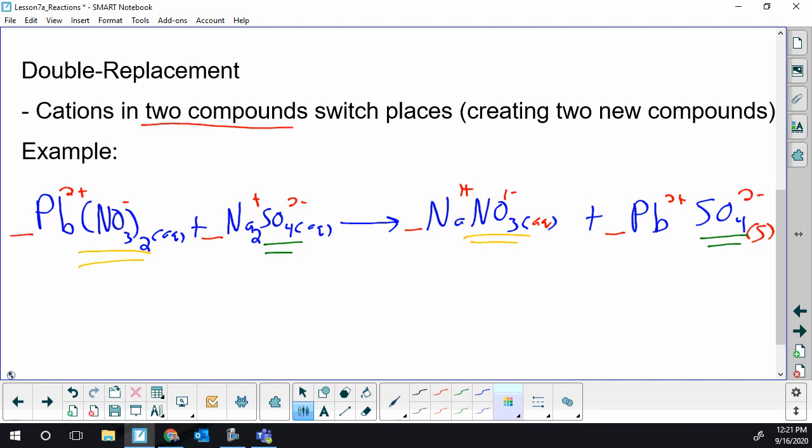This 3 is part of the NO3 ion. Here we've got this 2 outside of the NO3. So we only have one nitrate here. We have to double it, and we have to do it by putting a number in front.